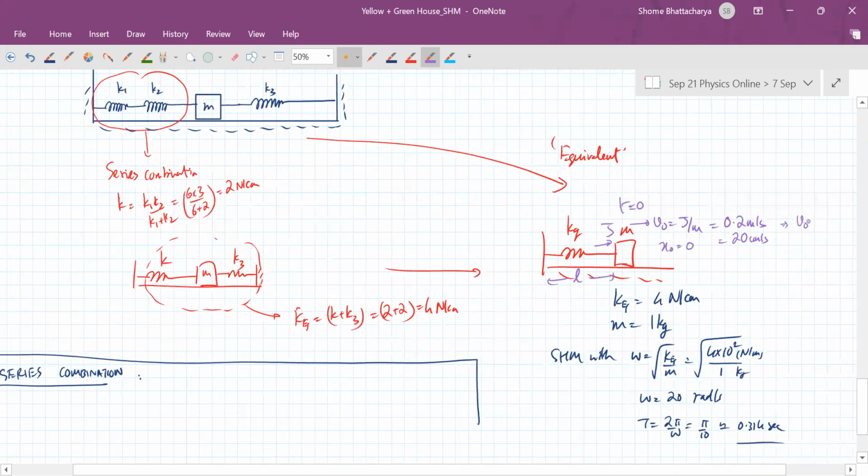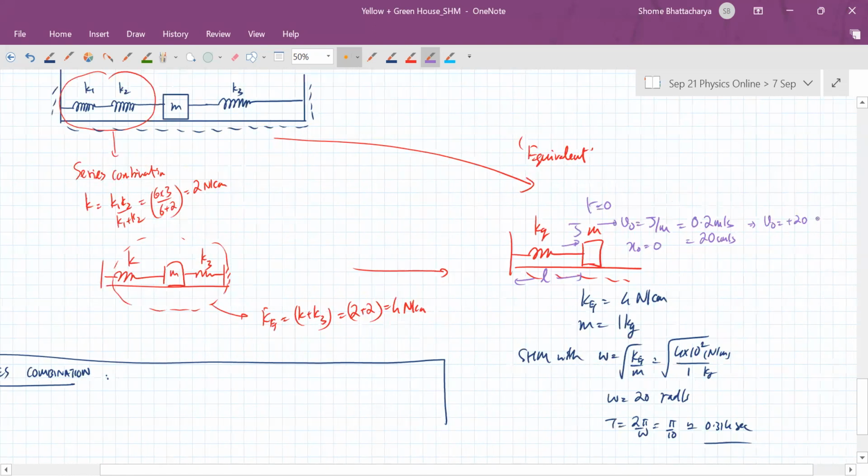Now, V naught is plus 20 centimeter per second and x naught is equal to 0. And omega is equal to 20 radians per second. So using this and this, find amplitude, phase constant, equation of SHM.